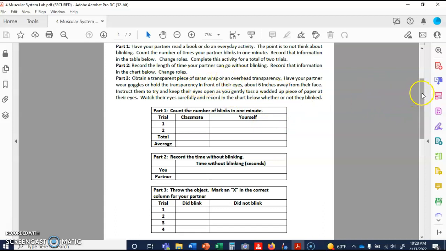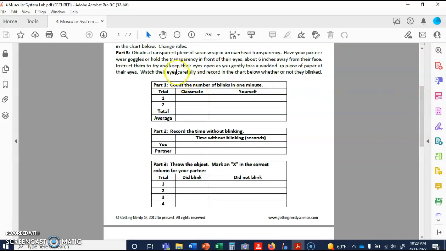And then scroll down. Oh, part three says obtain a transparent piece of saran wrap or overhead transparency. This is where you're going to need the goggles. Part three is where you're going to need the goggles.